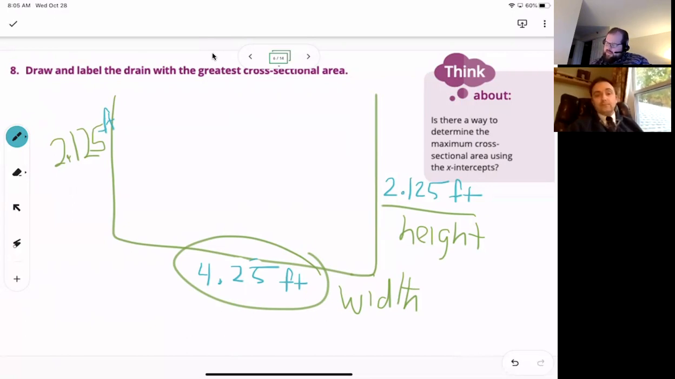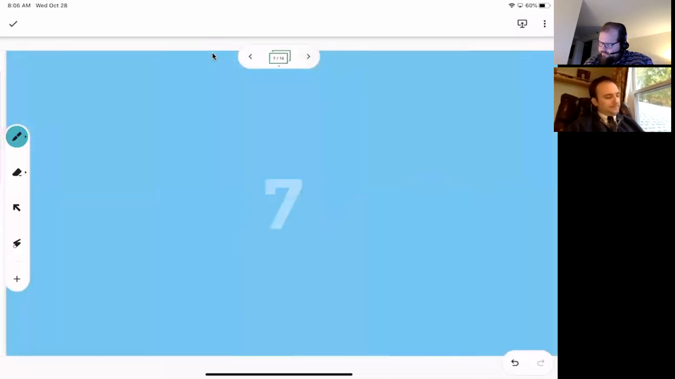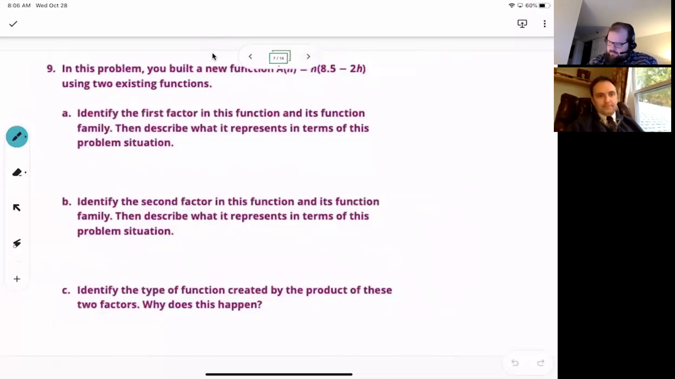I'm wondering if the intent or the expectation of the problem was to multiply that out and use the negative b over 2a thing. It could be, but that sounds a lot more confusing. Yeah, that's way more complicated. Hey, that's what we built.